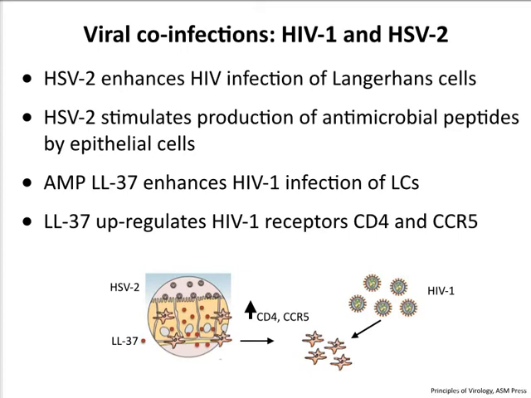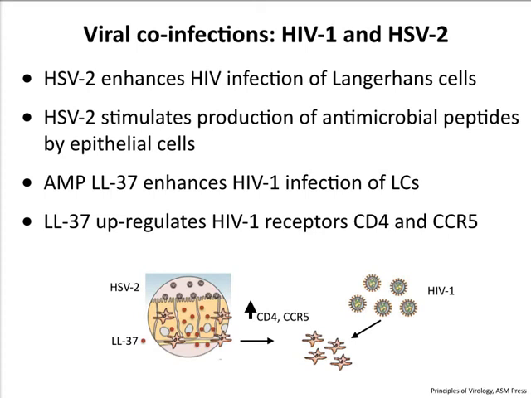When herpes simplex type 2 infects the genital mucosa, it is sensed by Langerhans cells, a very specific kind of dendritic cell, which are shown here. These Langerhans cells, as part of the response, they make antimicrobial peptides. And one of these, it's a short peptide called LL37, the antimicrobial peptides are produced by the mucosal epithelium, which is infected with herpes simplex type 2. The LL37 specifically enters the dendritic cells. It upregulates CD4 and CCR5. And guess what? Those are the receptors for HIV1.